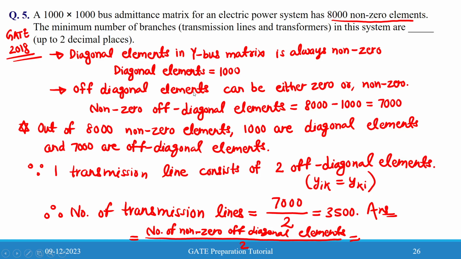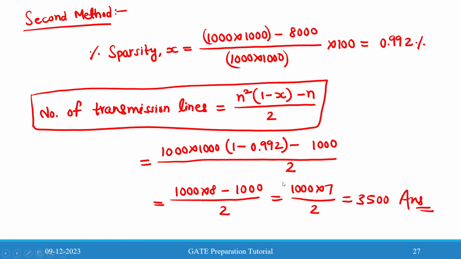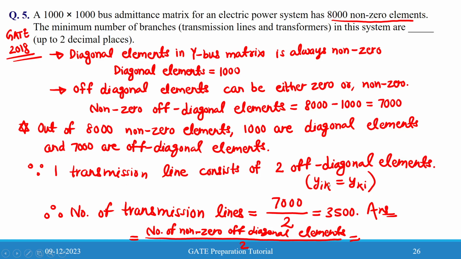That depends on whether they are connected to different buses or not. So we have to find the number of non-zero off diagonal elements, and one transmission line consists of two off diagonal elements. This line is very important. Here, one transmission line consists of two off diagonal elements, Yik and Yki.